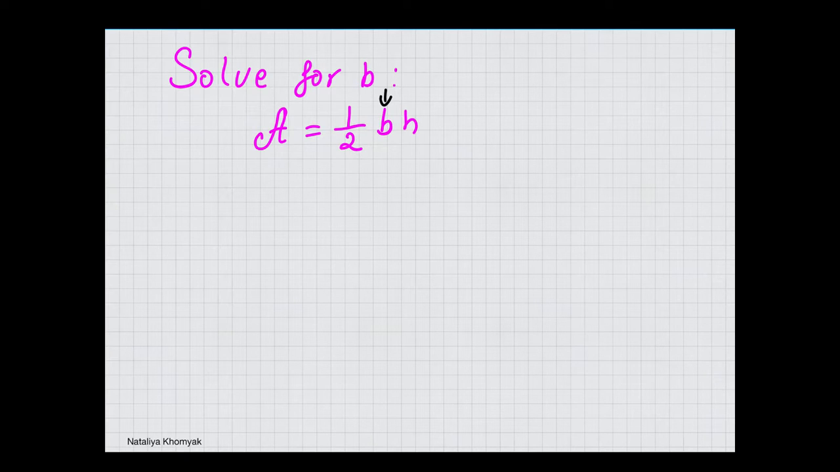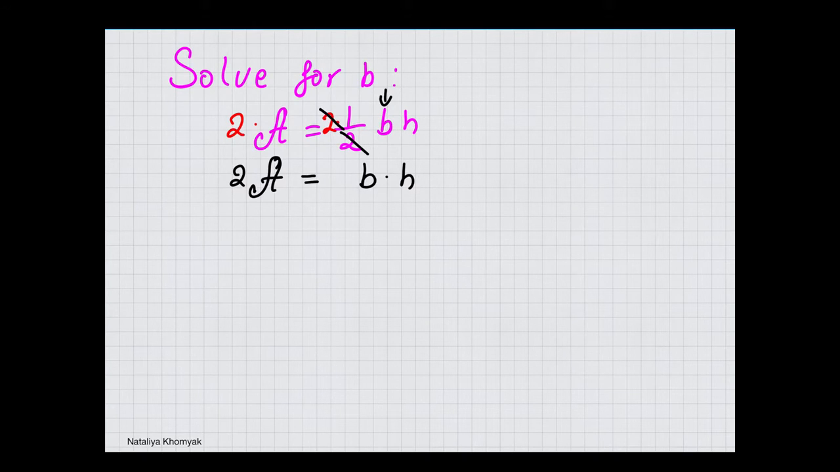The first thing I want to get rid of is this denominator of 2. By now I hope you know that if it's an equation we can multiply both sides by the same number, and the most useful number is times 2. Whatever we do to one side, we have to do the same thing to the other side, so times 2. 2 and 2 will cancel, so we have 2a equals base times height.